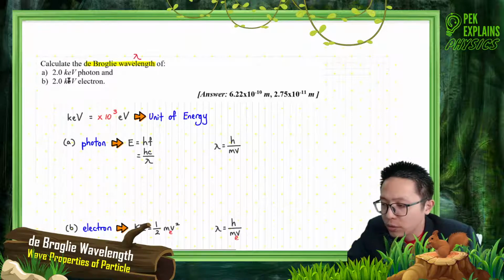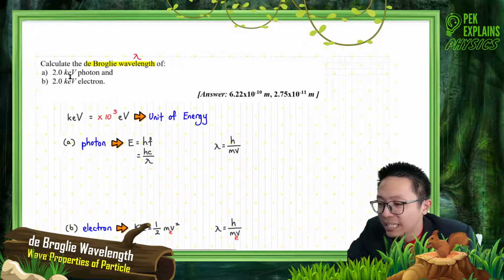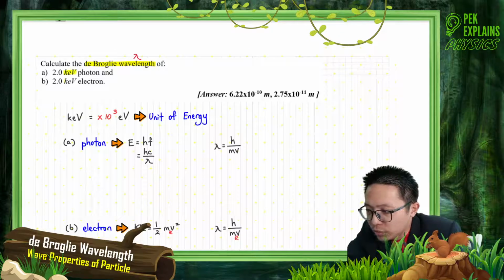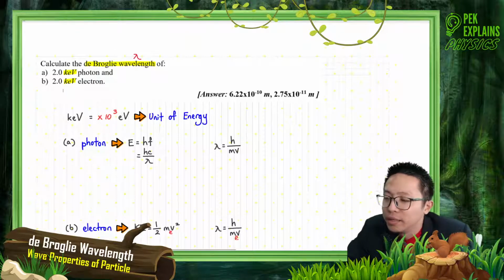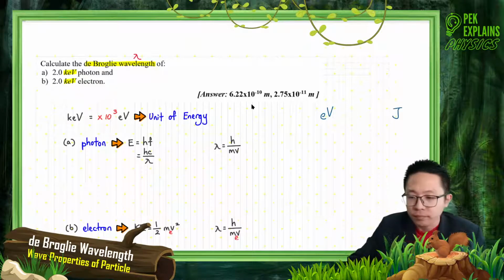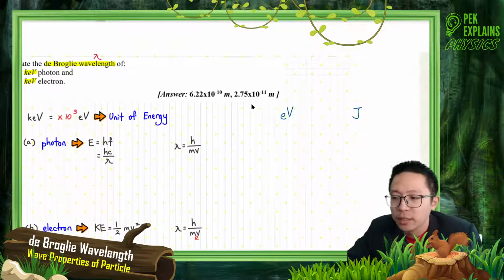First of all, I want you to look at the unit. The unit is kilo electron volt. So what does it mean? What does it mean by kilo electron volt for both? Kilo electron volt is actually a unit for energy. Remember, we have two units for energy: electron volt and also joule, isn't it? Both of them are units of energy.